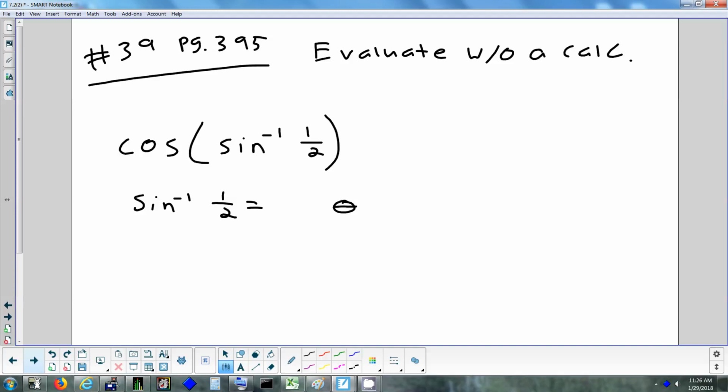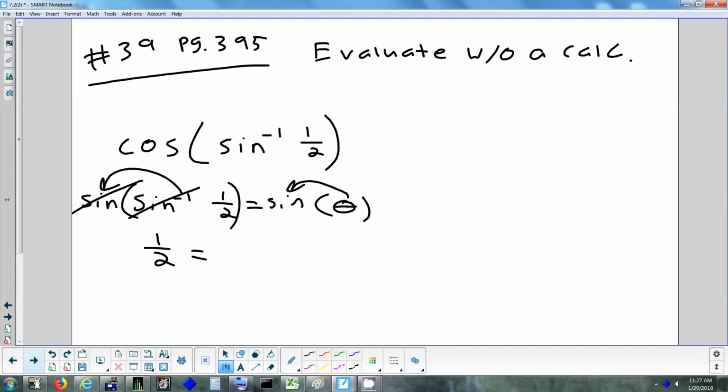Okay? Because multiplying you can only do with numbers and letters, and that's a function. So we're going to take and plug everything that's there into the sine function. Think of the sine function as a box. You're taking everything that's in parentheses and you're throwing it in that box. And when you do that, that's what happens. So you get 1/2 equals the sine of theta.